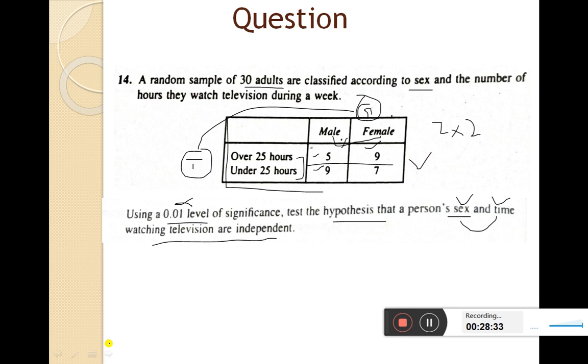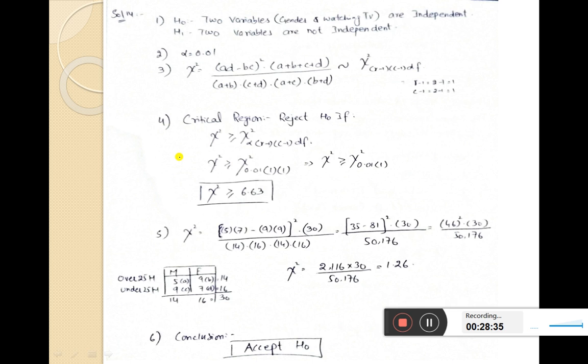First, H0 is that the two variables are independent, meaning they are not associated. Alternatively, H1 is that the two variables are not independent, meaning gender and time watching TV are related. Now the hypothesis is fixed. Step number 2, value of alpha is 0.01. Step number 3, write the formula which I told you. That is the formula.